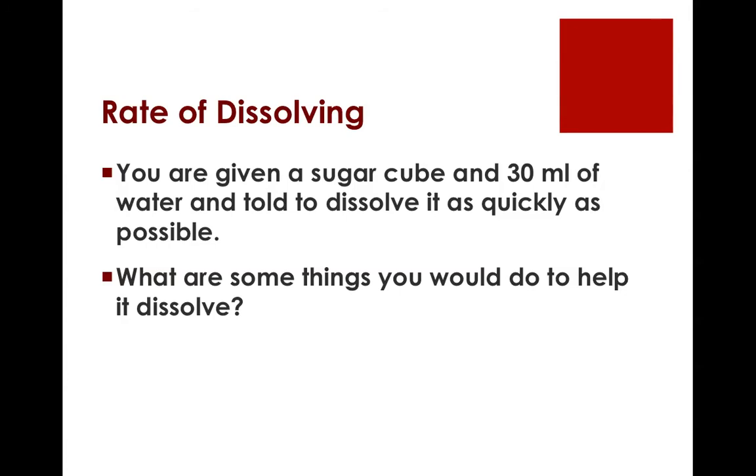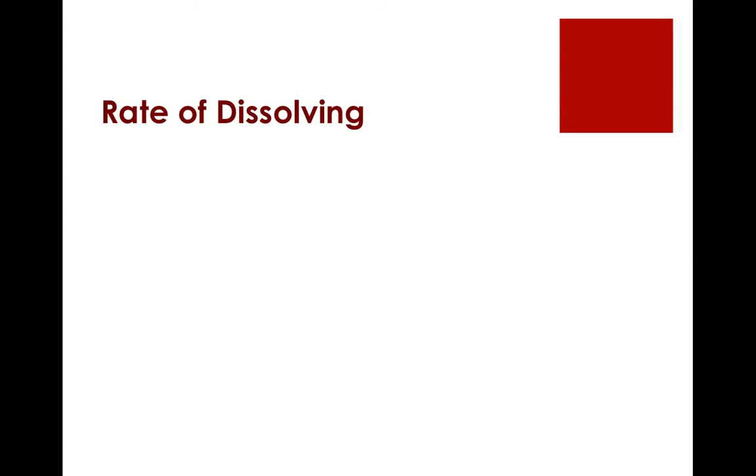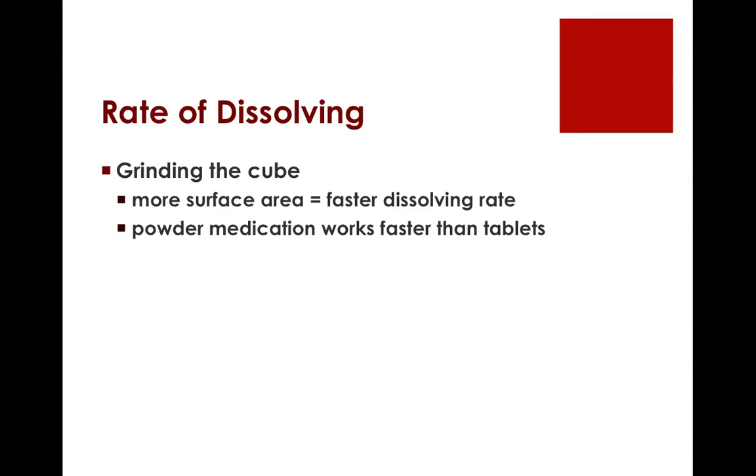Are you just going to throw it in there and watch it? Well, probably not. If you think about it, this is what you're probably going to do. You're probably going to grind the cube, right? You're going to smash it up. If you have a little stirring rod, you're going to smash it up. And grinding the cube, what are you doing? Why is that making it faster? Well, as you're grinding it, you are creating more surface area, which means there's more area available for those water molecules to attack. And so it means you get a faster dissolving rate.